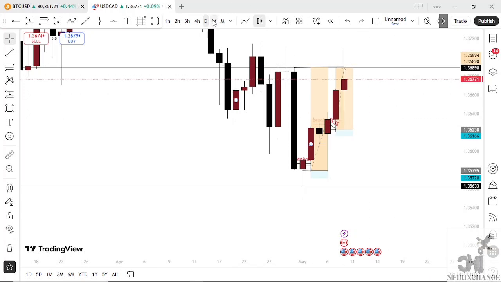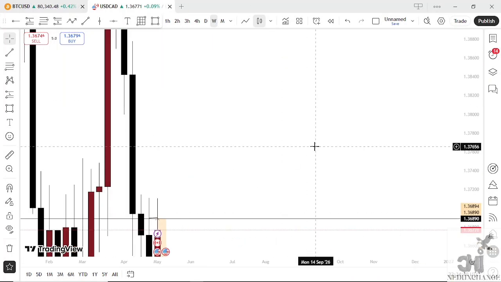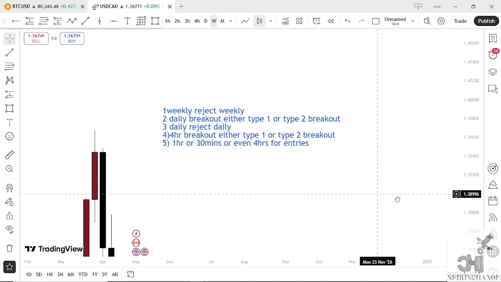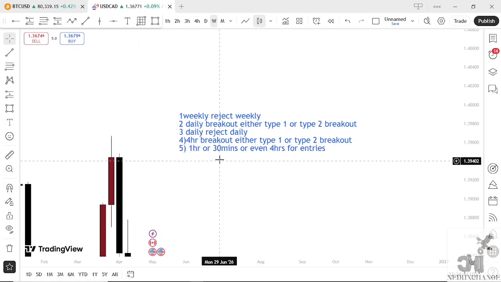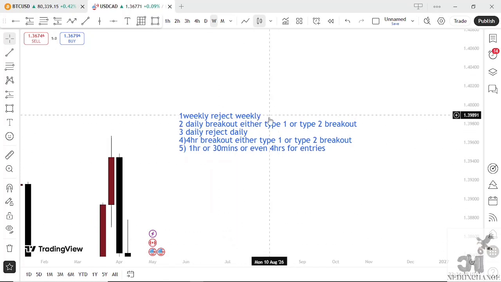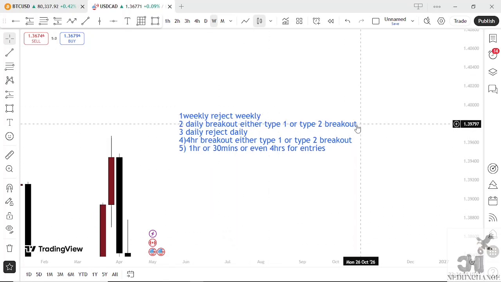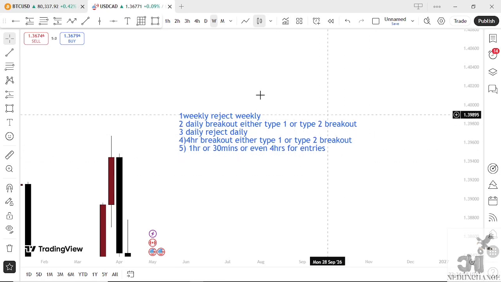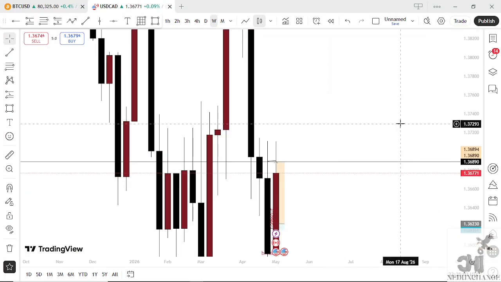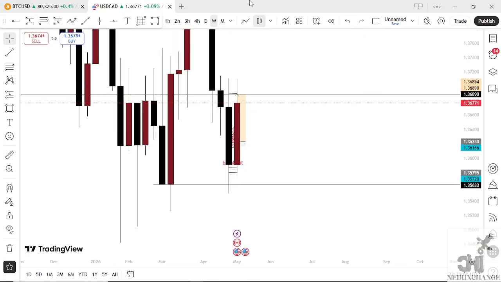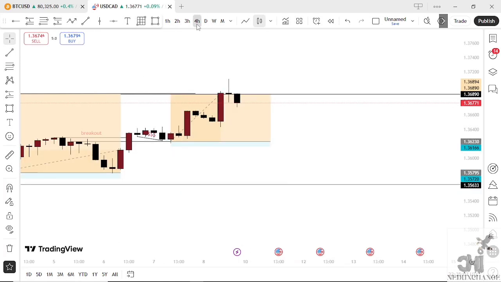Don't forget, very important, the rules I gave you. Very, very important. Don't forget these rules, because you can see this trade checked every box from weekly to daily breakout, 4-hour for entry. It checked every single box. So this was a textbook setup. Anticipate my next video because I'm talking about range.